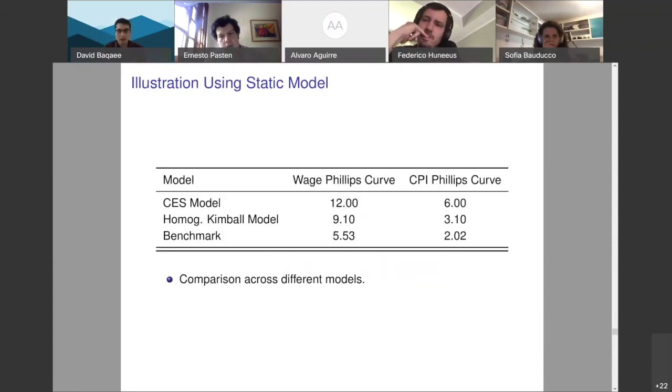Great. And so this is a comparison of, instead of decomposing the effect inside the same model, we can take different models and just recalibrate to see what we get. And you have very similar stuff. You know, the CS model, very steep Phillips curve. The homogeneous Kimball model, which is the one that only has the real rigidities, makes the Phillips curve flatter, and then the benchmark model makes the Phillips curve flatter still.